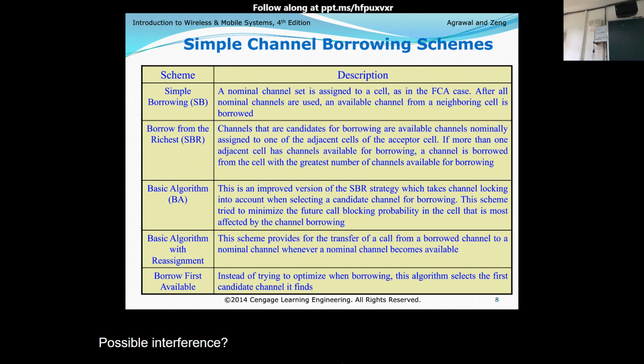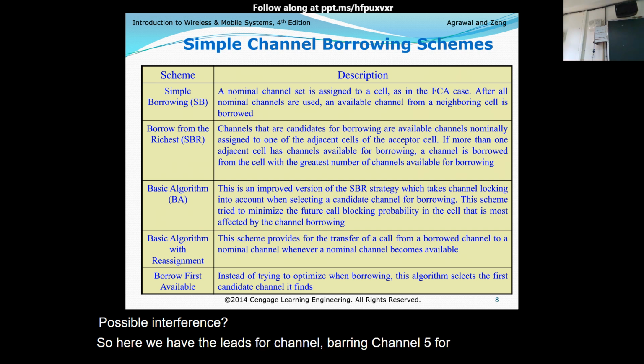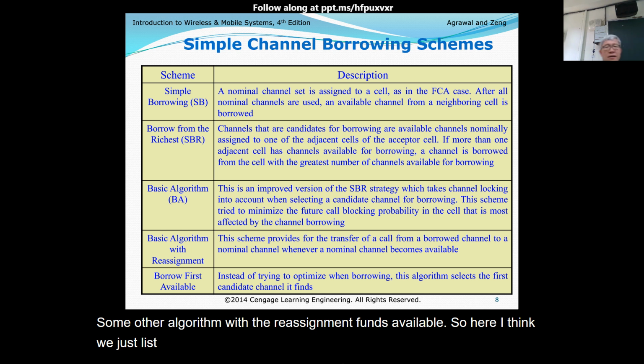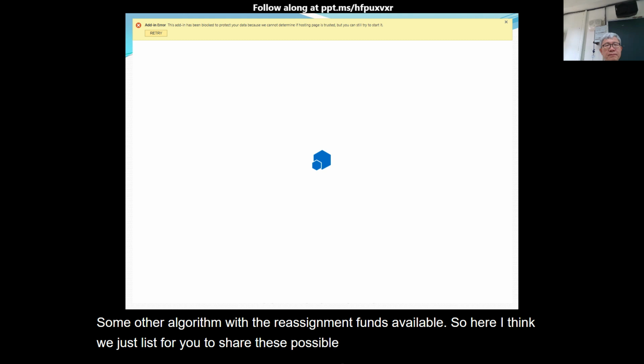Well, here we have the list for channel borrowing, and some other algorithms with reassignment, first available. So here I think it's just a list for you to check these possible channel borrowing schemes.